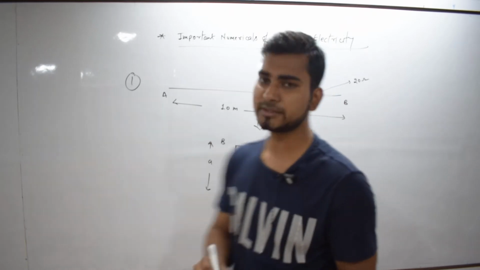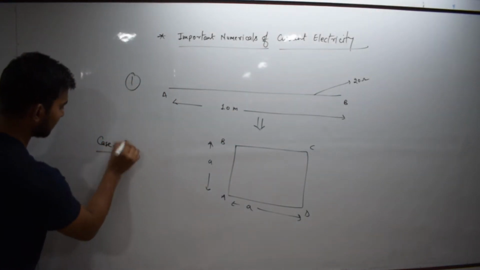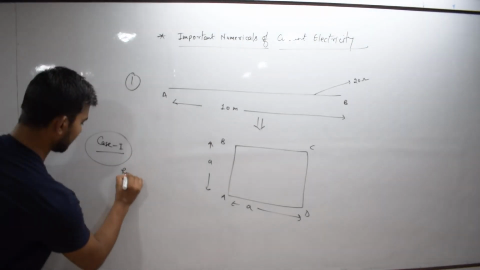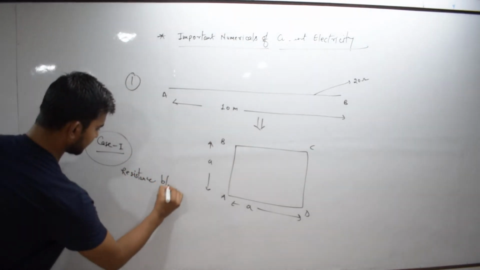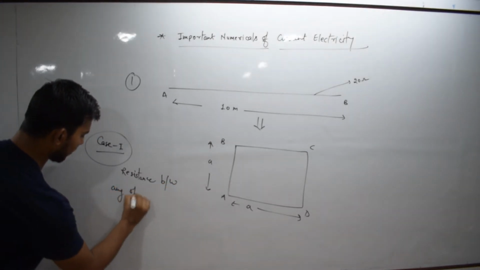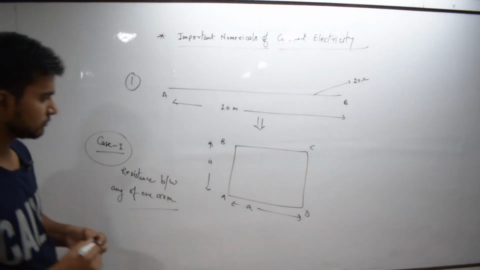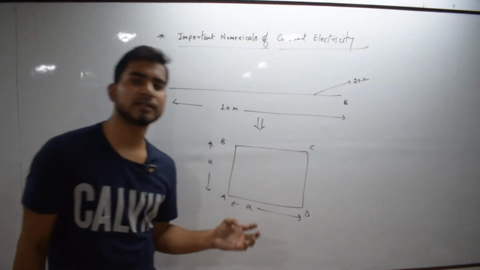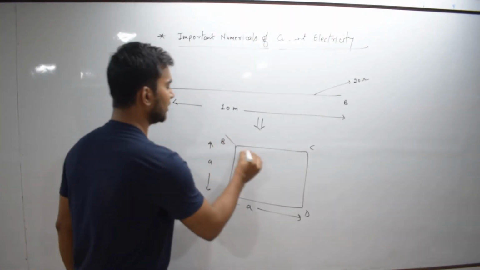So case 1 is the resistance between any one arm. Okay. So how can we find the resistance between any one arm? Let's suppose I need to find the resistance between BC.